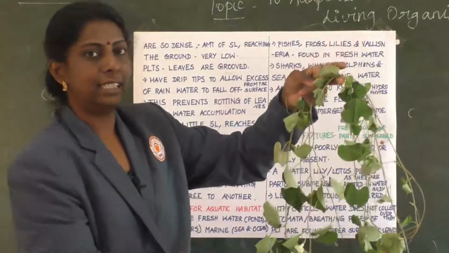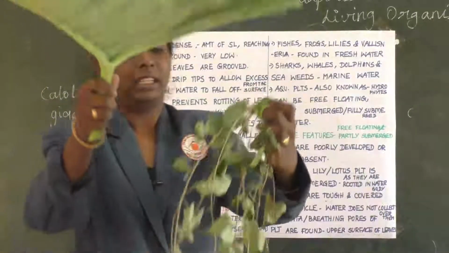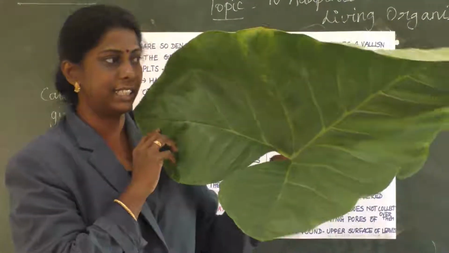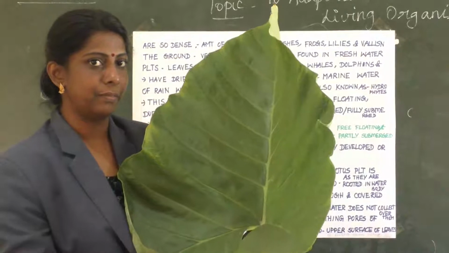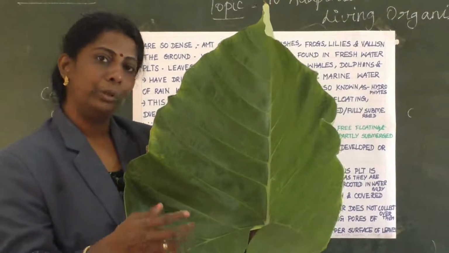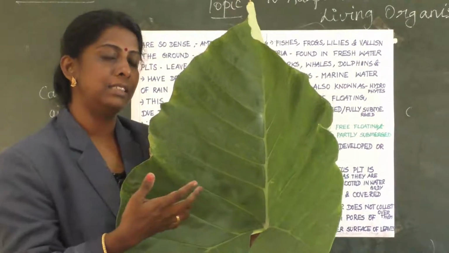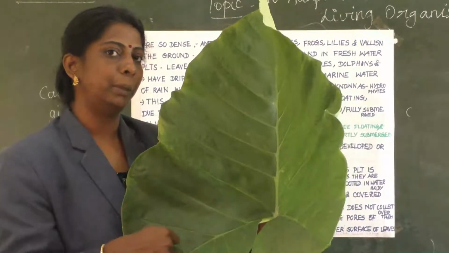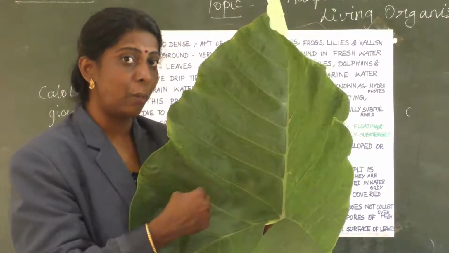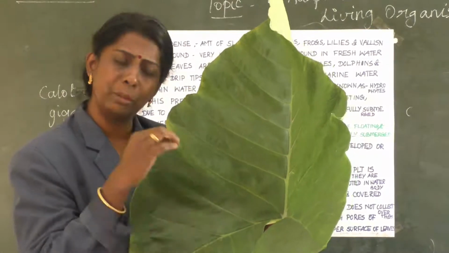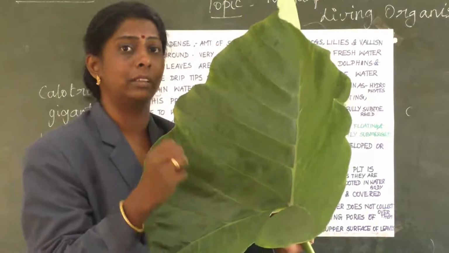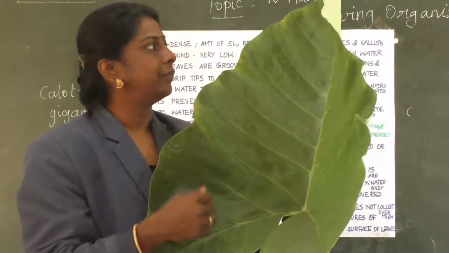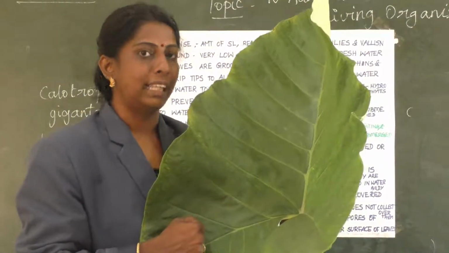Clear? Another example is this leaf. You can see this large leaf. Usually in tropical habitats, these kinds of leaves, even bigger than this, will be big so that they absorb maximum sunlight. The plants will be very small, but the leaves will be very big, so that they absorb maximum sunlight. Clear? So this is also an example of plant adaptation.